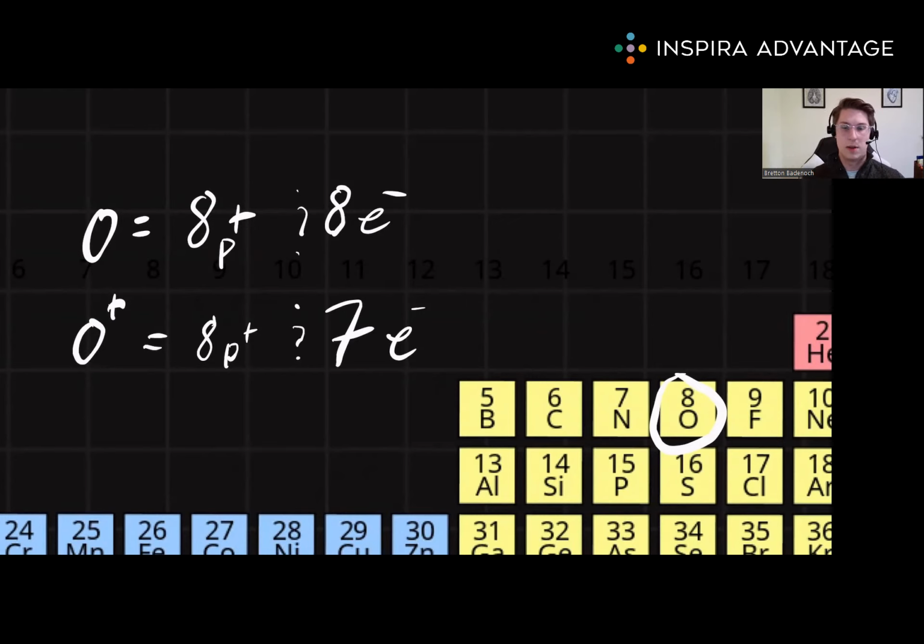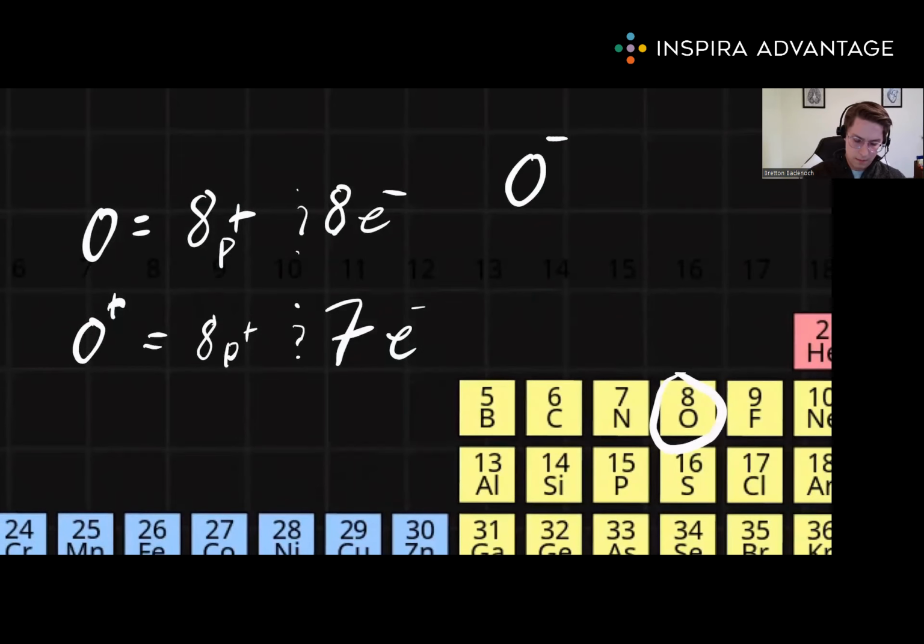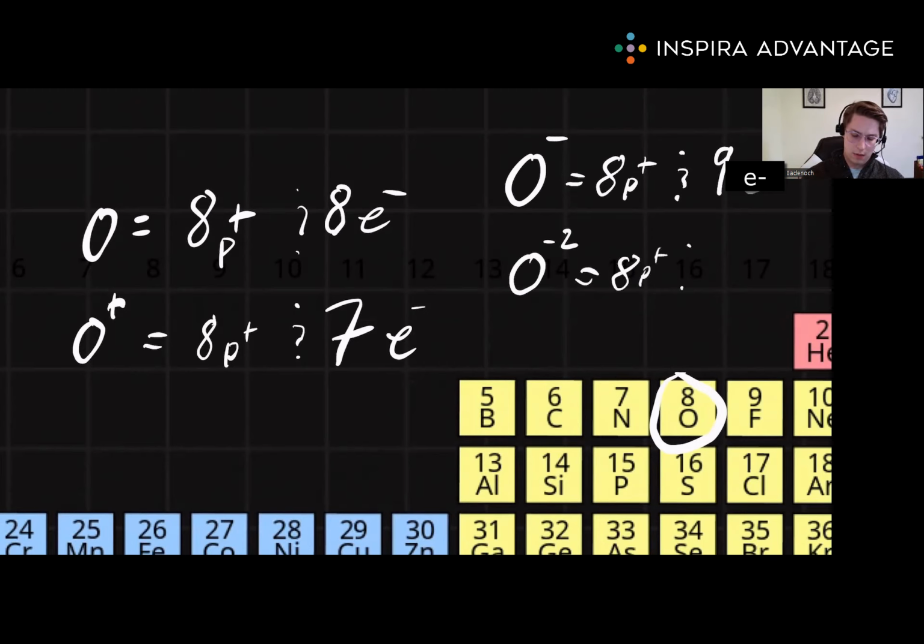Similar logic can be applied to negatively charged oxygens. Let's start with O-. Again, we're going to have 8 protons, but now we have a negative charge. This means the negatively charged electrons are overwhelming the charge of the positively charged protons. This means we're going to have 9 total electrons for oxygen, contributing to that overall -1 charge. Well, how about -2? Again, we've got 8 protons, and now we're going to have an additional electron. Now we have 10 whole electrons.